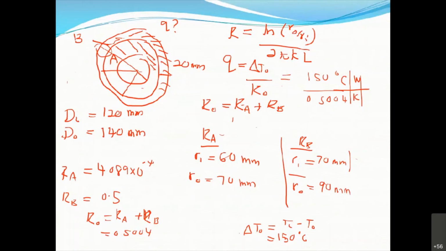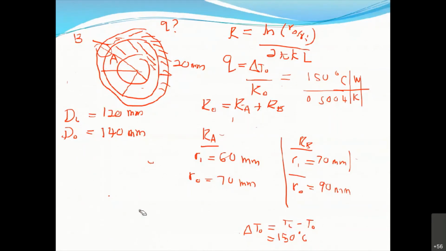The unit of R is Kelvin. Do we need to change to Celsius? Okay, so let me just write everything here. First of all, the unit is Kelvin, change to Celsius. So if you're asking for the value of Q, this one, the one we put here, right?